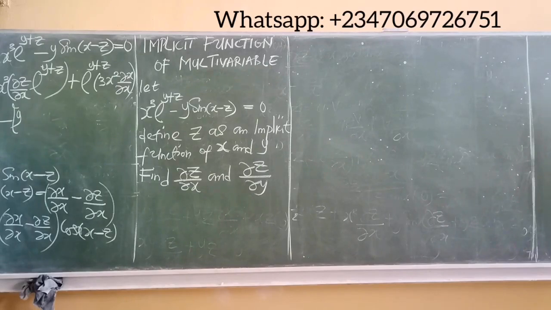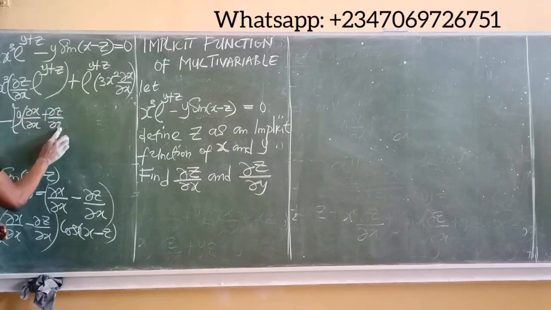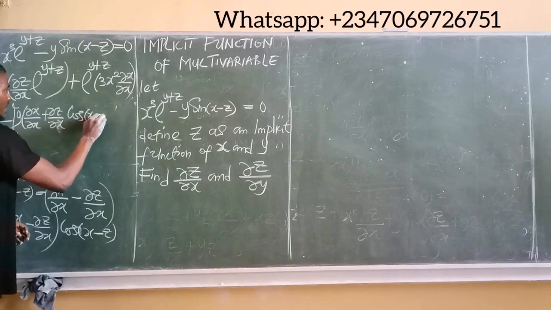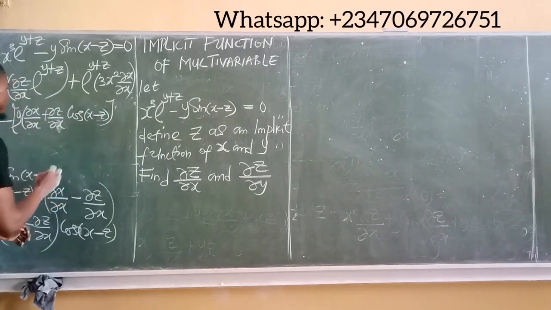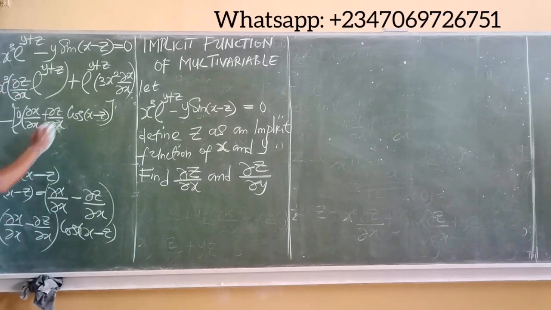Okay, so I will now plug it back into the law now. Keep y constant, which is this, differentiate sine x minus z, and this derivative simply gave me partial x all over partial x minus partial z all over partial x, cos x minus z. Okay, so I simply have this.